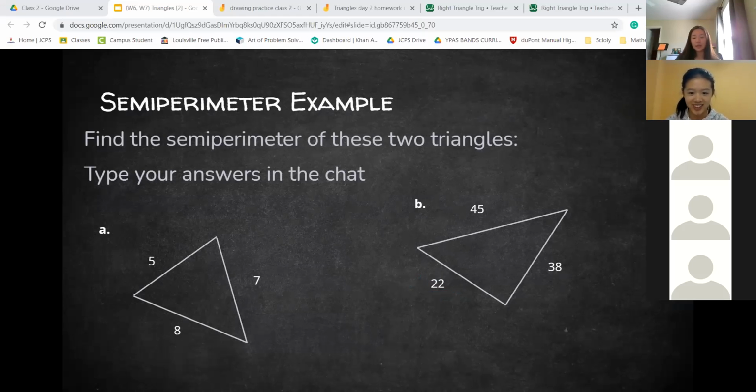Okay, sorry. So we're going to do some quick practice finding the semi-perimeter of a triangle because you use that in Heron's formula. Just type your answer in the chat. What's the semi-perimeter of triangle A and triangle B? Just remember that semi-perimeter is just half of the perimeter, so it's nothing special. And if you want, you can use a calculator for this.